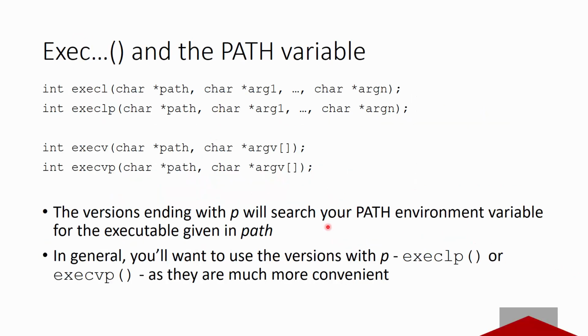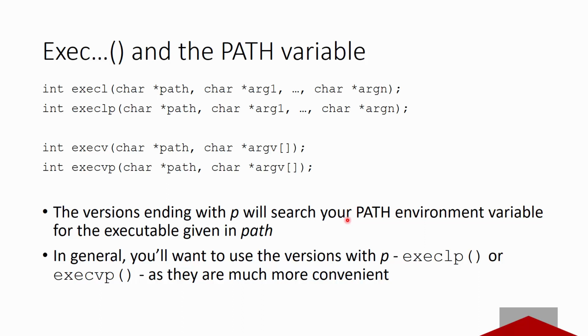There's an easier way though, and that is with the P variant of those two families. So this is execlp and execvp, and what the P stands for is path. The versions that end in P search your path environment variable for the executable that you passed in. So in general, you'll want to use these versions because they're a lot more convenient.